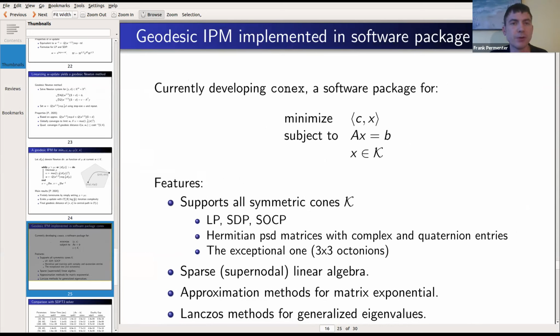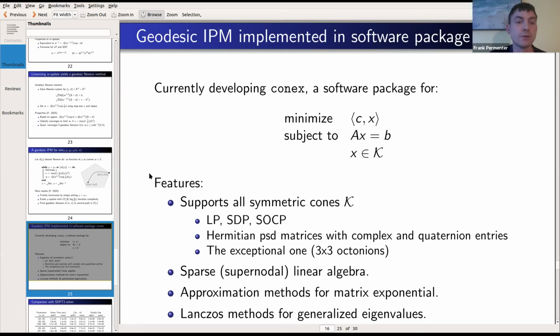But first, I'm going to briefly advertise a software package that implements this interior point method. This is still under active development. But what is the goal of the project? The goal of the project is to support optimization over arbitrary symmetric cones.